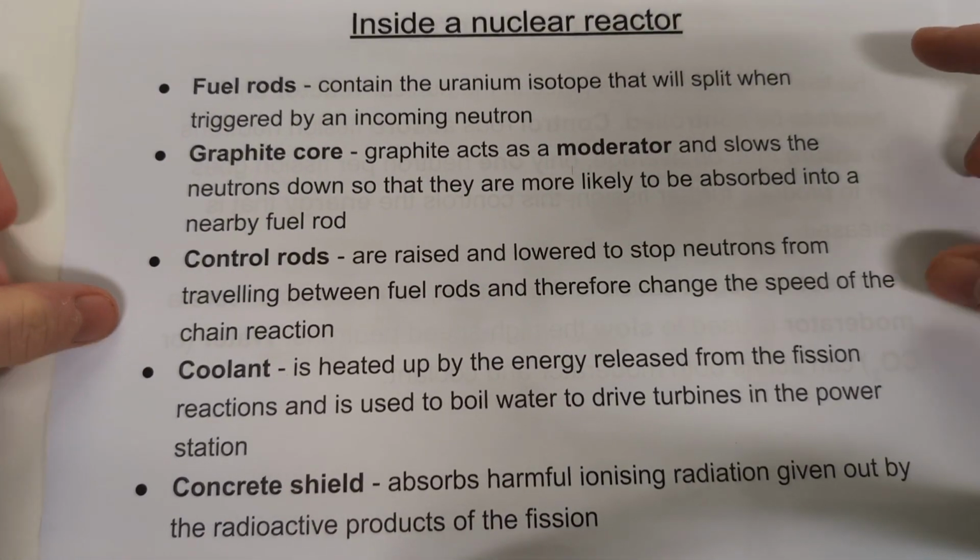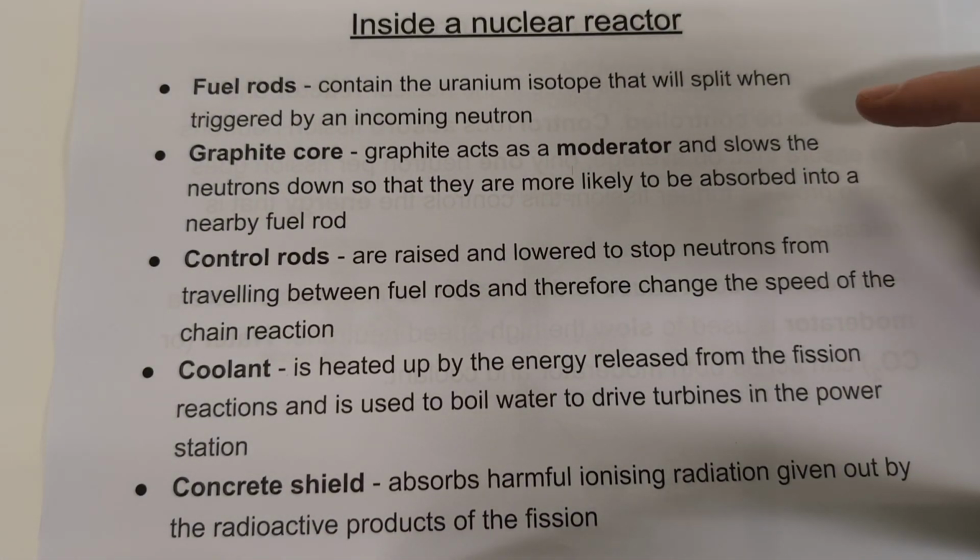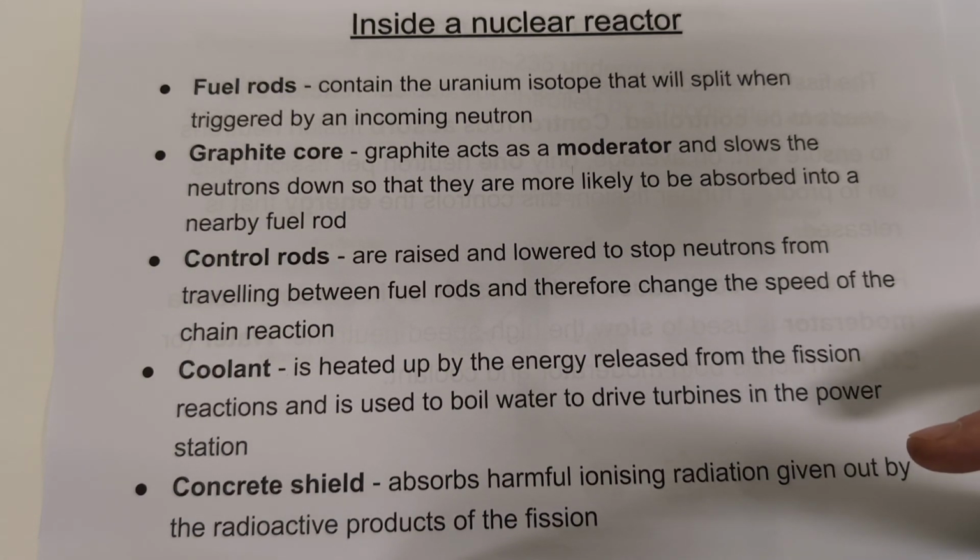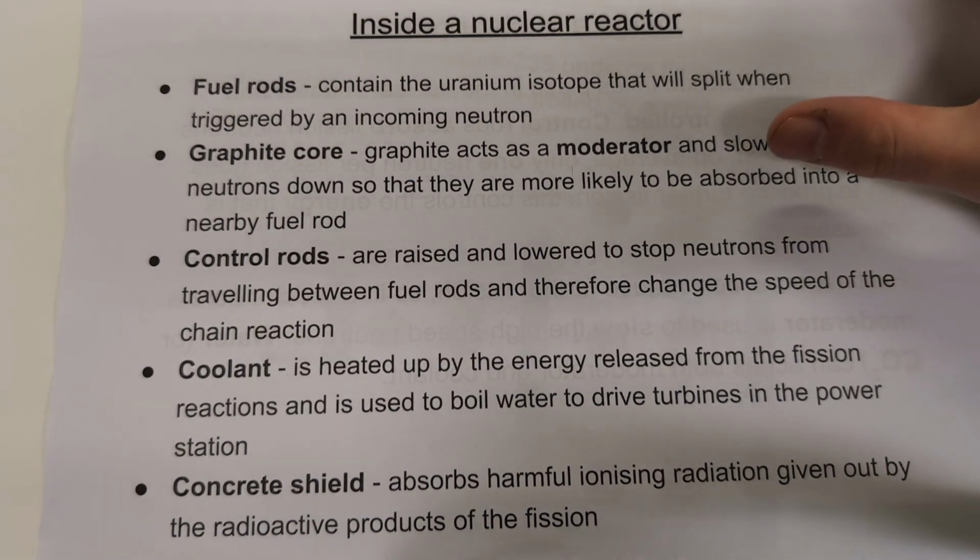So, what do each of these things do? The fuel rods contain the uranium isotopes that split when triggered by an incoming neutron. The graphite core acts as a moderator, and this slows the neutrons down so they are more likely to be absorbed into a nearby fuel rod. Control rods raise and lower to stop neutrons from travelling between the fuel rods, and change the speed of a chain reaction. The coolant is heated up by the energy released from a fission reaction and is used to boil water to drive the turbines in the power station. And a concrete shield absorbs all the harmful ionizing radiation given out by the radioactive products of the fission, protecting all the people working in the plant.